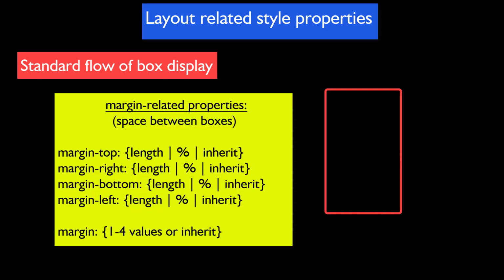Margin-related properties. A margin indicates how much clearance is desired around a block. You can specify margin top, margin right, margin bottom, and margin left. And the possible values are a length, or a percentage, or inherit. Or, of course, you can use the margin shorthand, 1 to 4 values, or inherit.